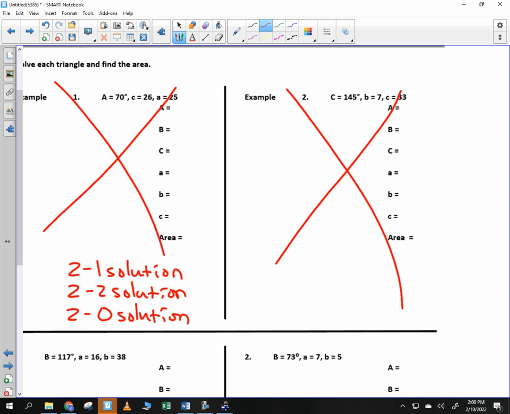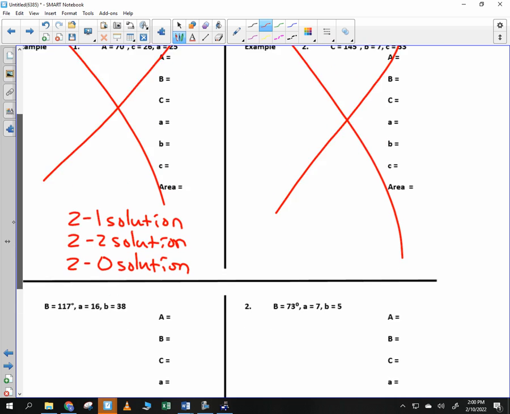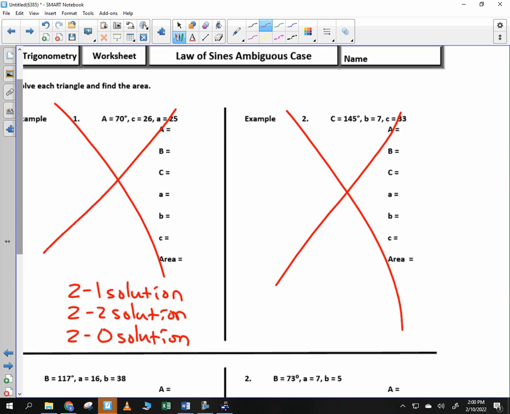All right, on your worksheet, if you want to do 1 and 2, you can, but you don't have to. But you do have to do the other 6. And I'm telling you right now, out of the 6 problems that you have, 2 of them are 1 solution, 2 of them are no solution, and 2 of them are 2 solutions. So there's 2 of each? So there's 2 of each.